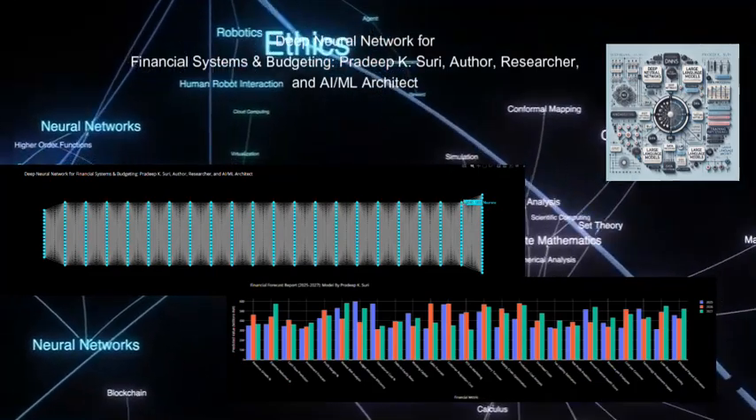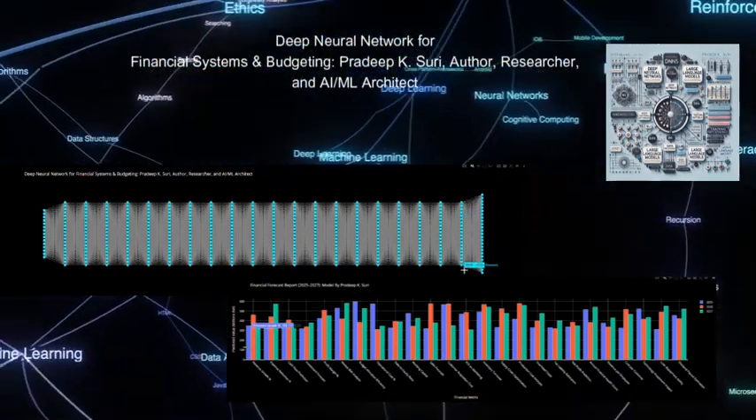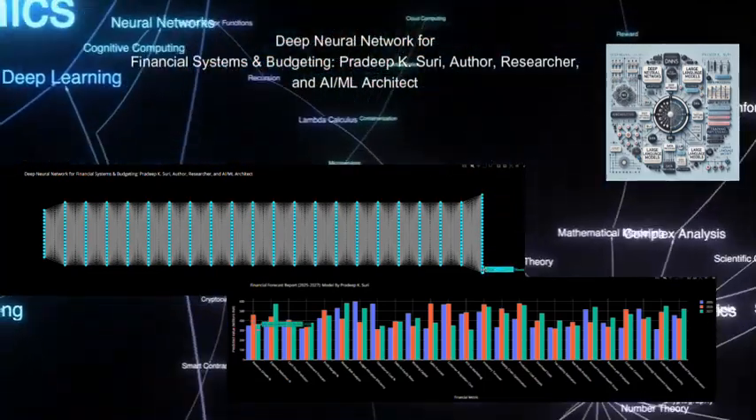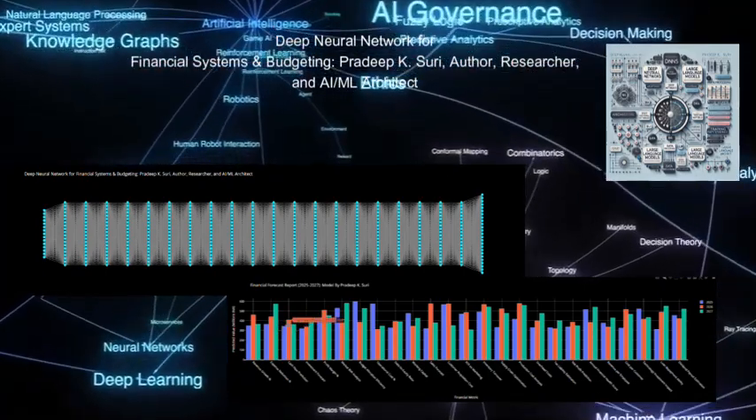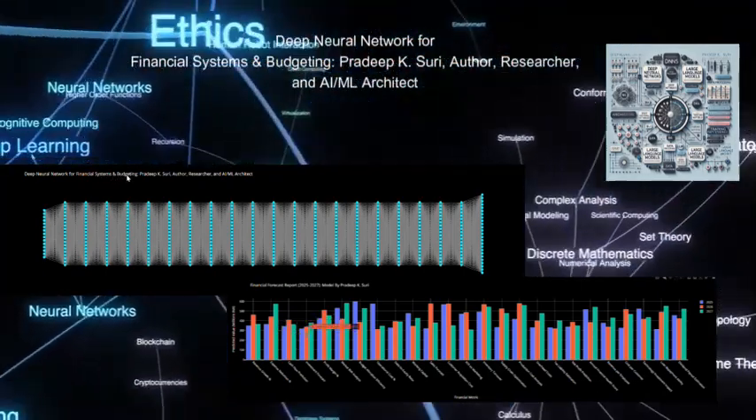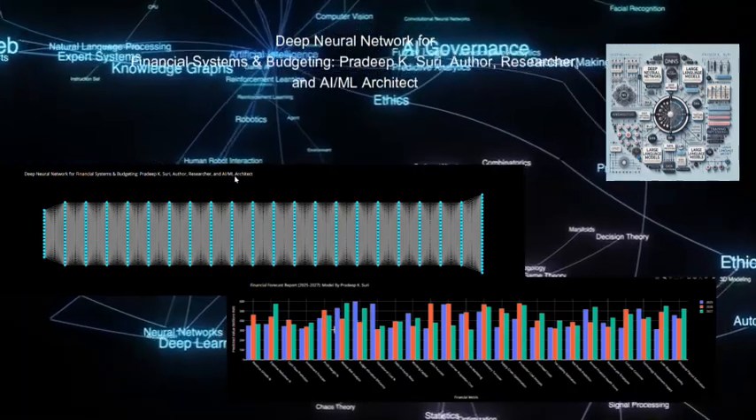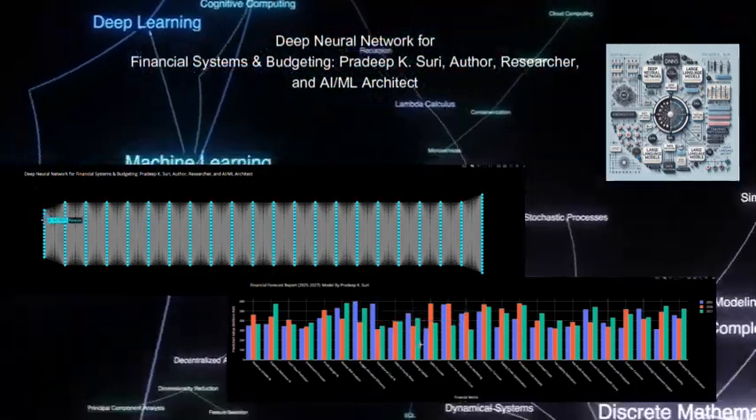Why deep neural networks for financial systems and budgeting? DNNs are particularly useful in finance due to their ability to learn complex patterns. Financial data is often complex and nonlinear. DNNs can uncover hidden patterns and relationships that traditional methods might miss. Handle large data sets. Financial institutions have access to vast amounts of data. DNNs can effectively process and learn from these large data sets.